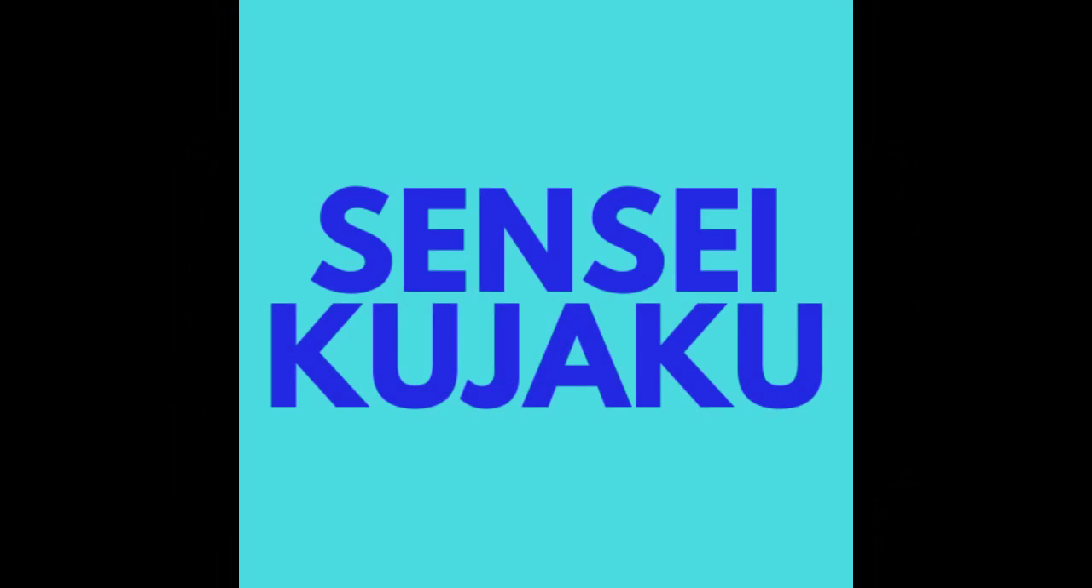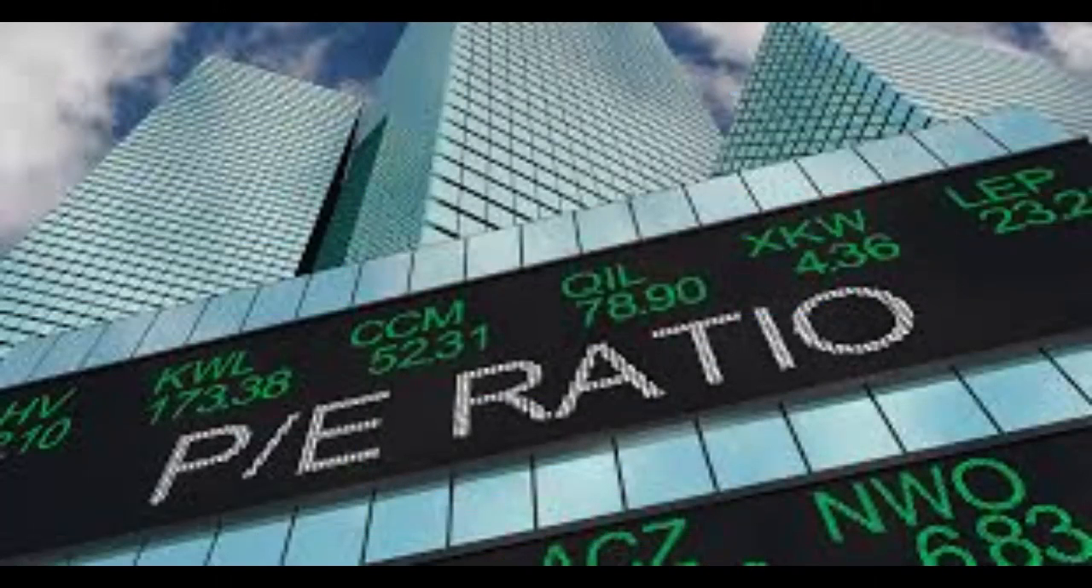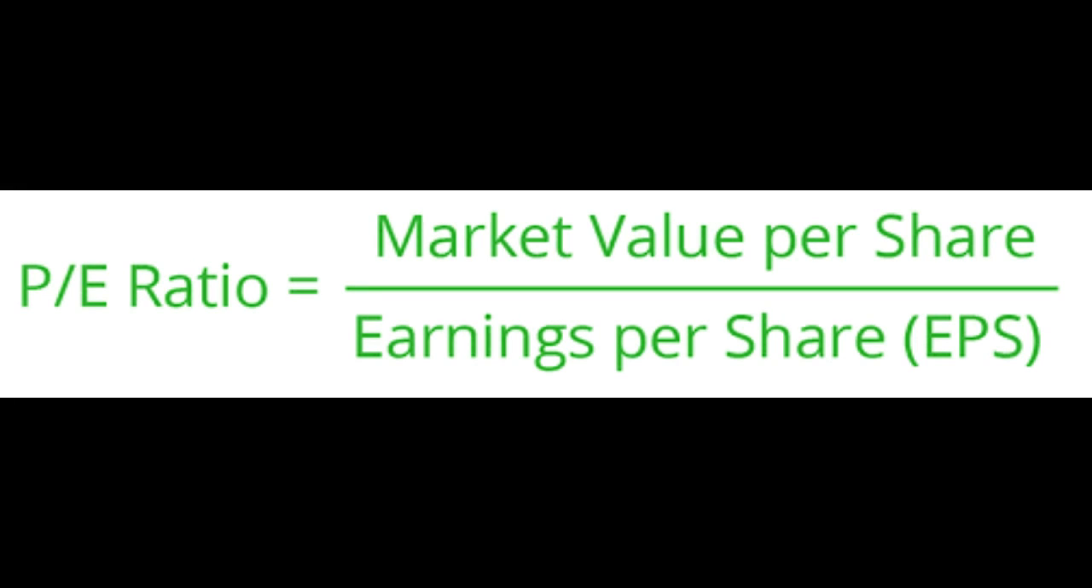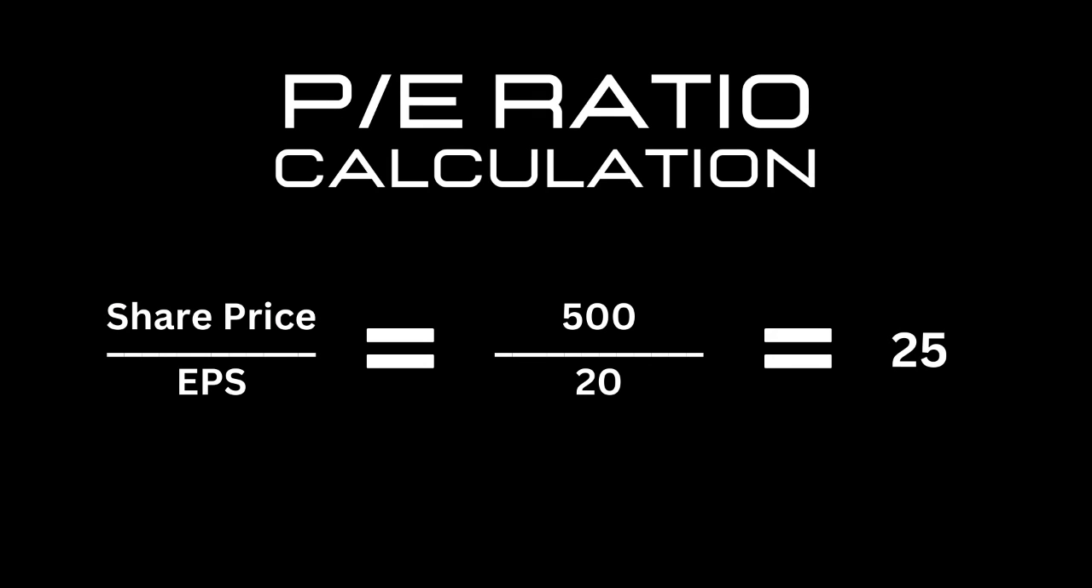We hear about price to earnings or PE multiples all the time, but what do they mean? The price to earnings multiple is a ratio of the share price of a company to the earnings per share of the company. For instance, a company with a share price of 500 rupees and earnings per share of 20 rupees has a PE multiple of 25.